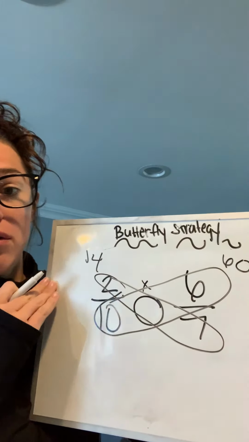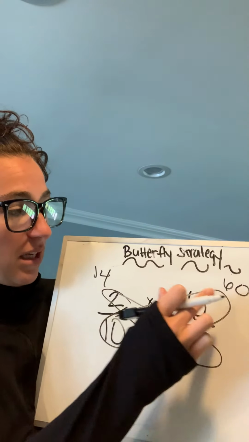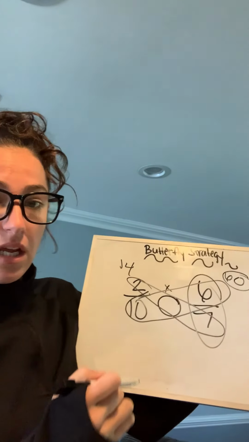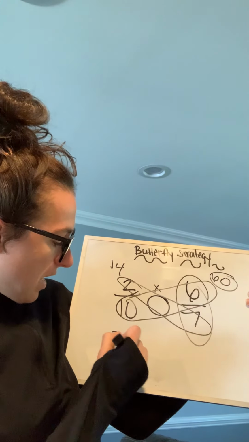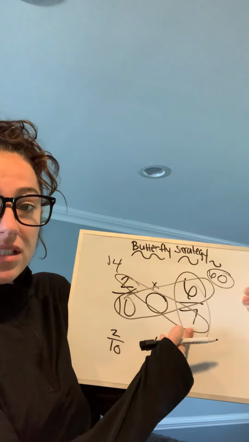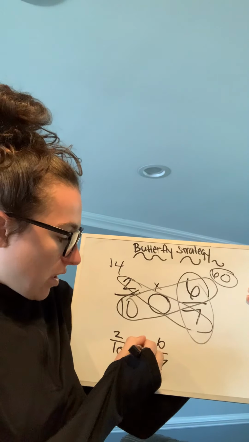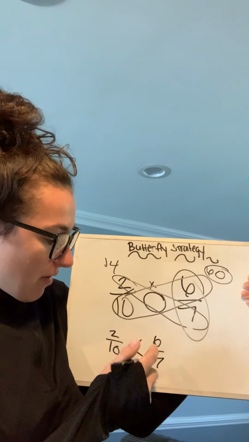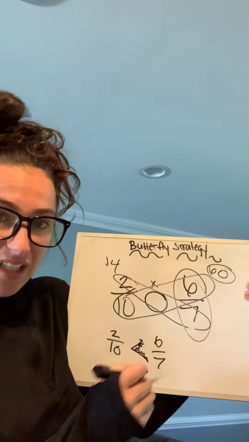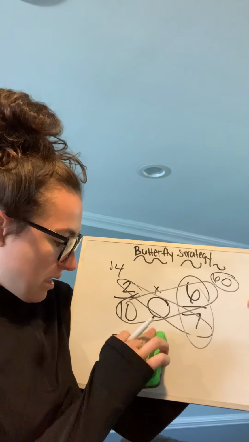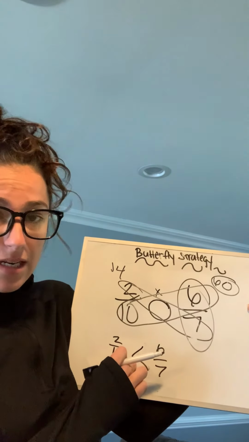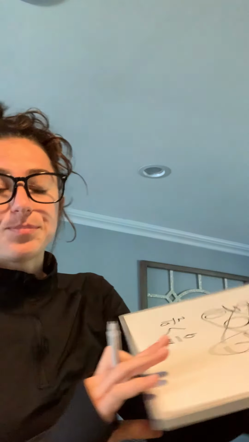Well, comparing 14 and 60, 60 is greater. So 6/7 is the greater fraction. Now I'm going to rewrite this, 2/10, 6/7. And now we agreed 6/7 is greater. So the opening is going to face 6/7, right? The opening or the mouth, the alligator, wants to eat 6/7 because it's greater. And this would read 2/10 is less than 6/7.